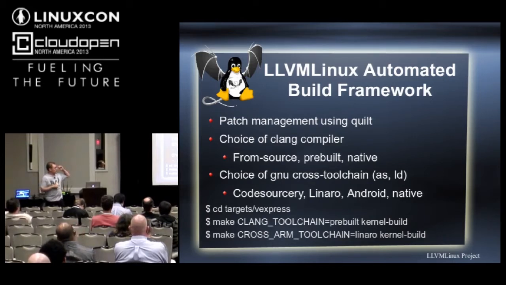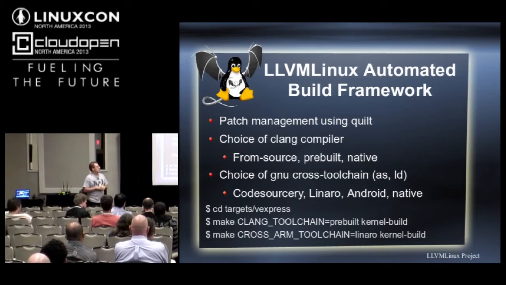Recently, we added the ability to not only build from our patched version of Clang, but to also use different sources. So we can use the one that's built from source out of our scripts. We can use a pre-built LLVM. We're actually at a point now where LLVM 3.3 works out of the box with the Linux kernel. So we can use the pre-built one from LLVM.org. There are packages there for whatever distribution you want to use, or natively installed ones. So depending on what distro you're using, you can just yum install, apt-get install, whatever, the 3.3 version of Clang.